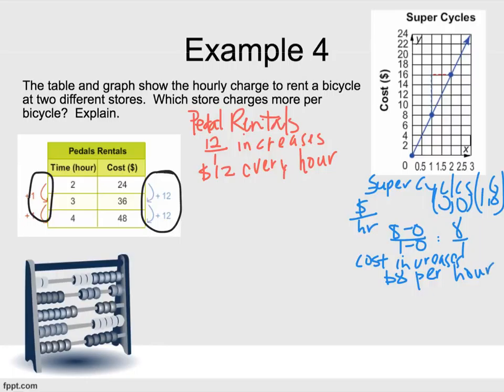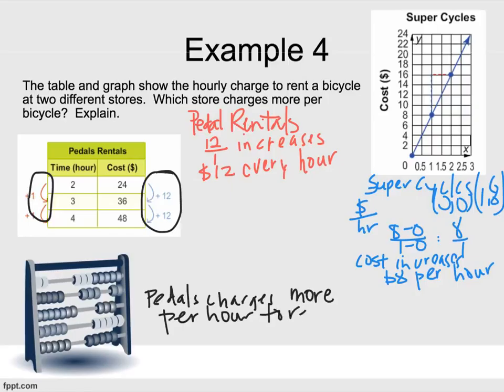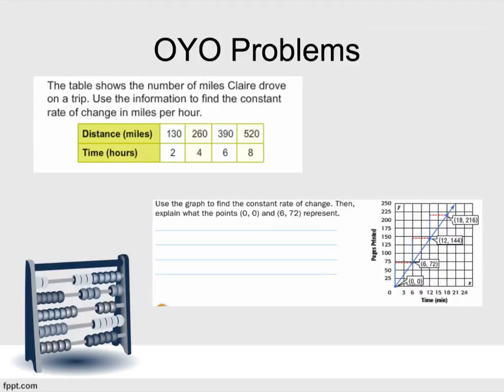So now, finally, we have to explain, so we can say Pedals charges more per hour to rent a bicycle. Make sure you copy all this down. So now we have our OU problems. There are 4 problems. Complete those and we'll see you in class tomorrow.